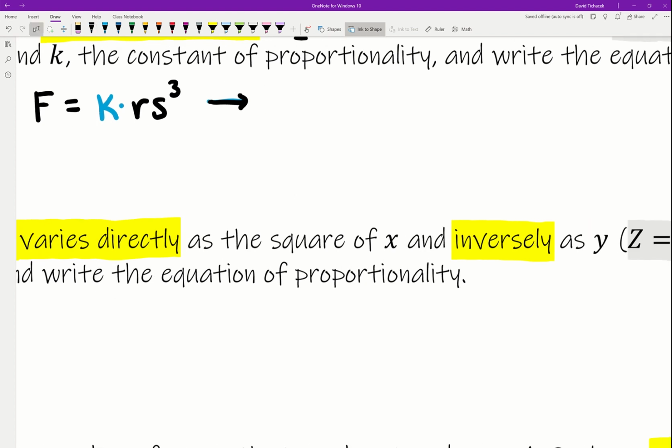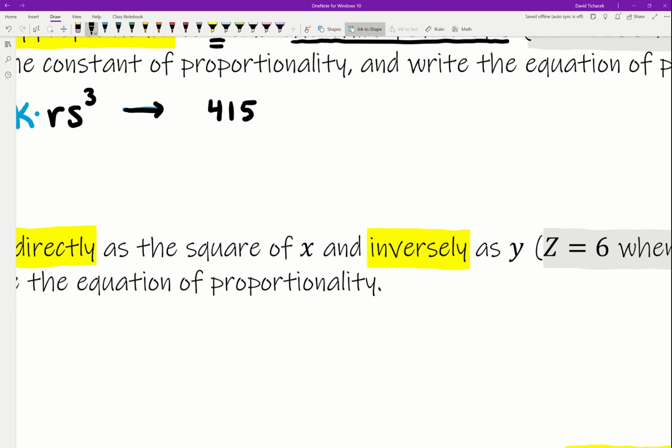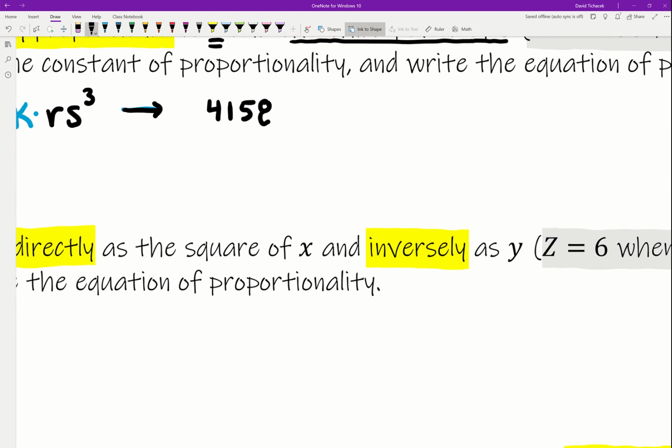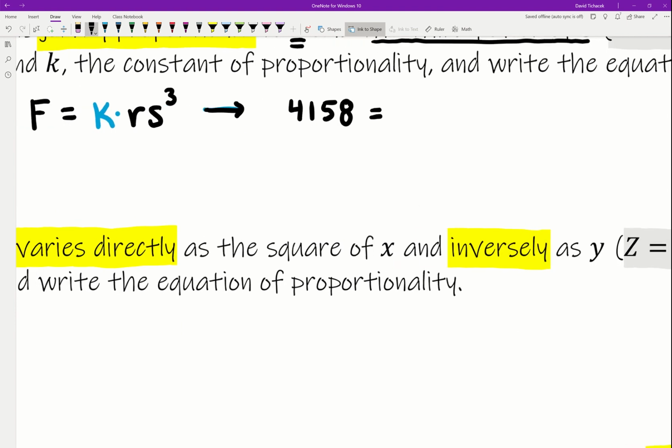So F, we were told, is equal to 4,158. We're just going to plug that in, and we're going to say that that is equal to k times your R value, which was given to be 11, and then times your S value, which was given to be 3, okay? And so we'll say that that is 3 cubed according to our model, because remember, it was the third power of S, all right?